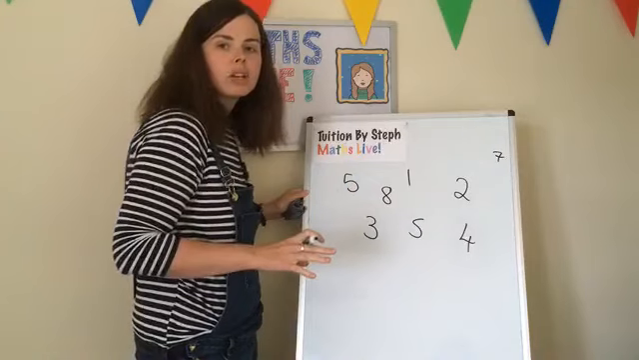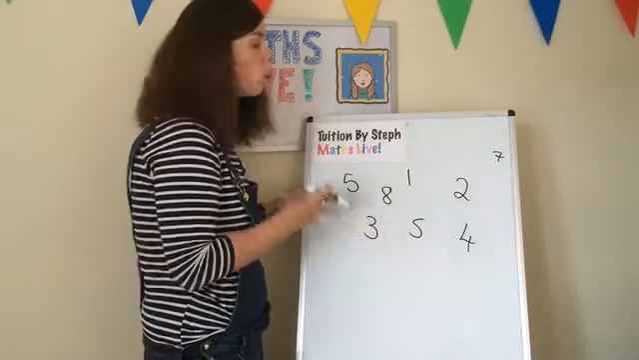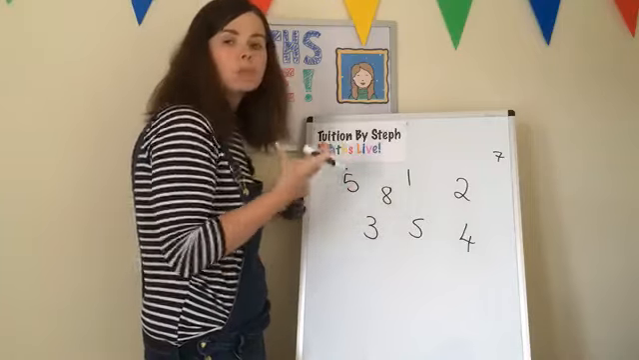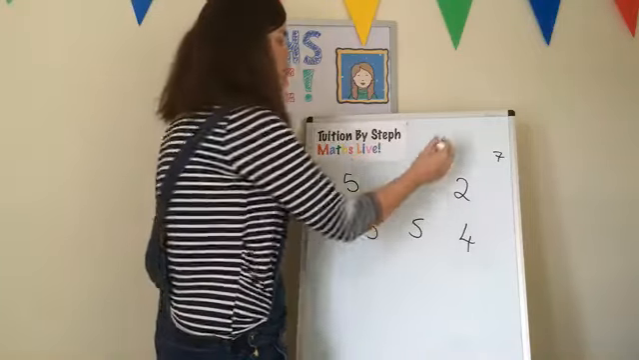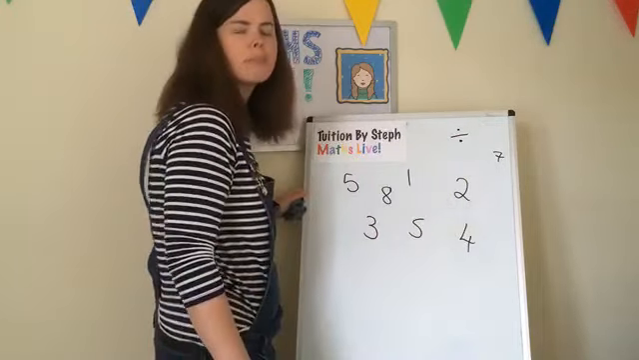To find the mean, you find how many numbers there are, and then you add up all the numbers. So you add up all the numbers and then divide by the number of numbers. Add all the numbers and divide by the number of numbers.